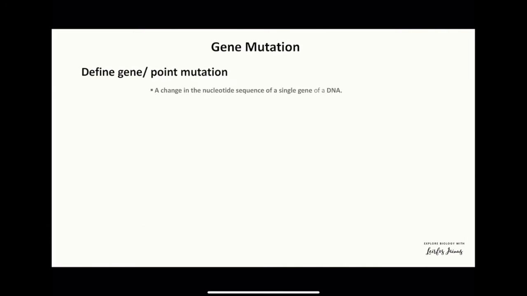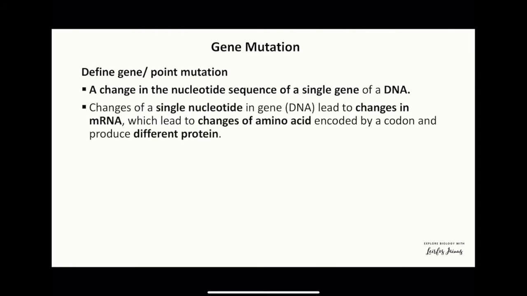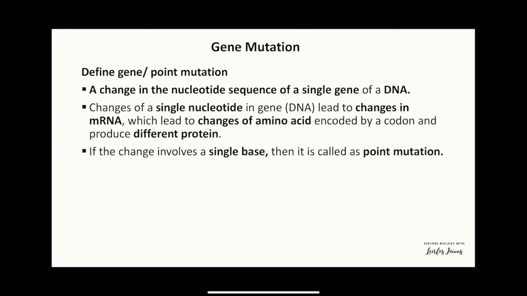Now, let's look into gene mutation. Gene mutation or point mutation is a change in the nucleotide sequence of a single gene of a DNA. Changes of a single nucleotide in a gene lead to changes in mRNA, which lead to changes of the amino acid encoded by a codon and produce a different protein. If the change involves a single base, then it is called point mutation.